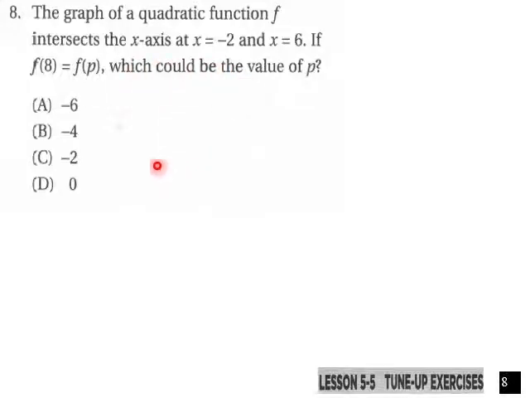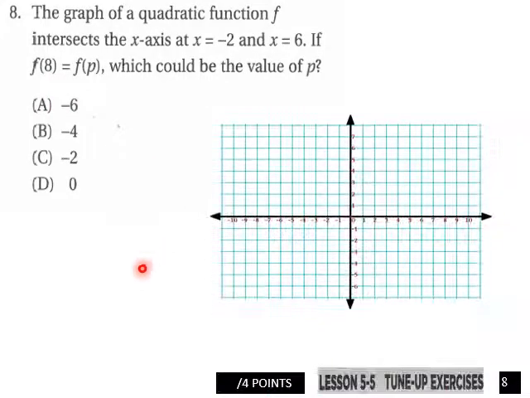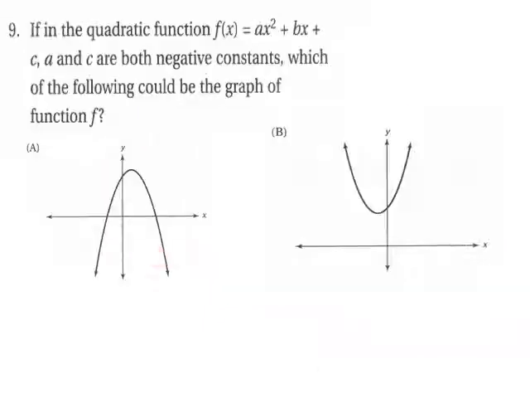Then number 8, the graph of quadratic function f. Here are your intersections here. Which could be the value of P in this situation? And I give you a grid here to try to sketch this out.